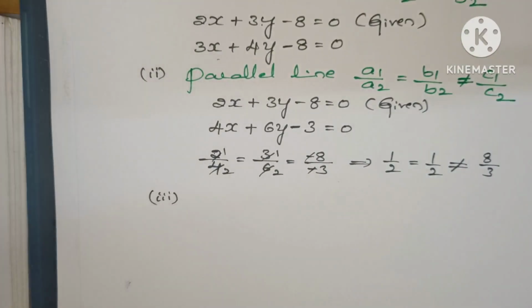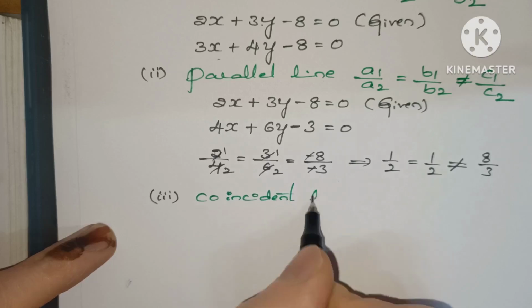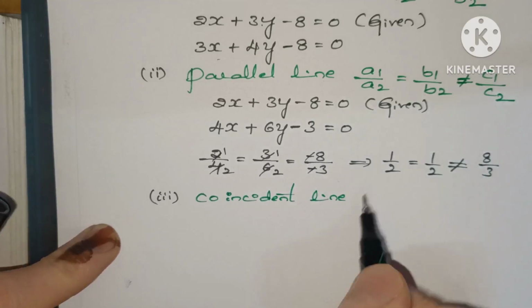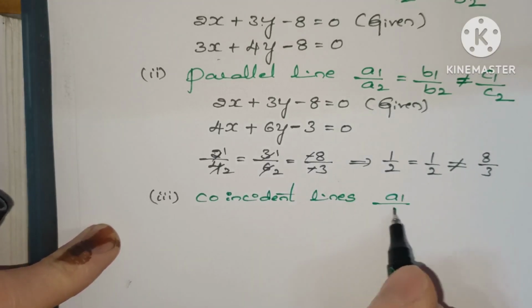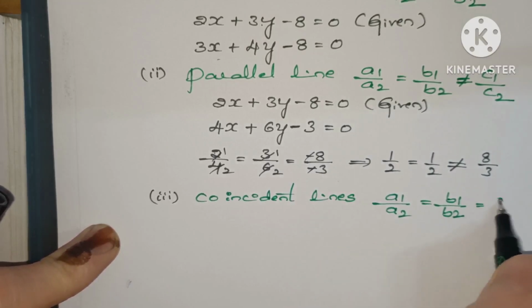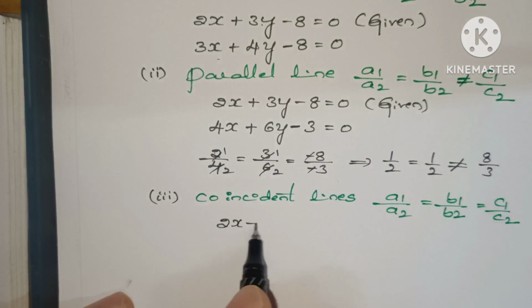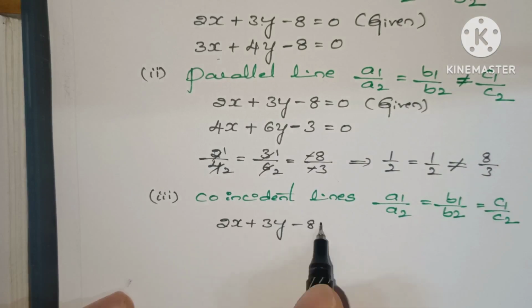That is nothing but coincident lines. Coincident lines, the condition is what? a1 by a2 is equal to b1 by b2 is equal to c1 by c2. All should be equal. Now what else have they given? One equation in the problem, 2x plus 3y minus 8 is equal to 0.